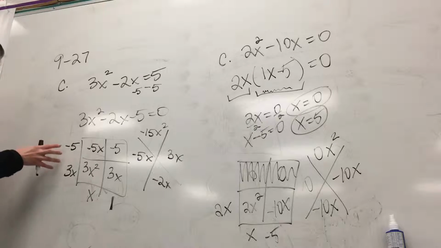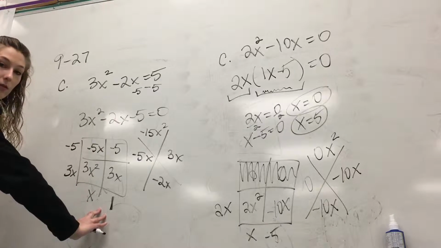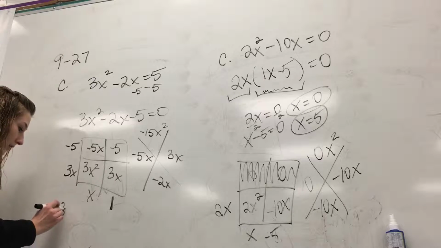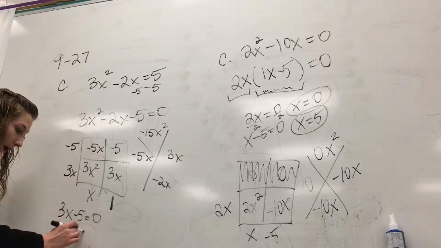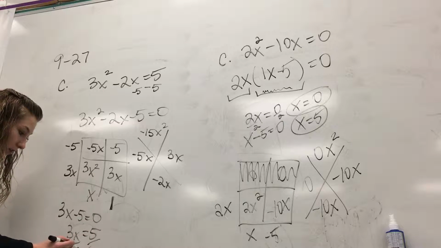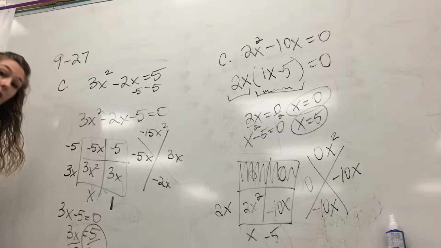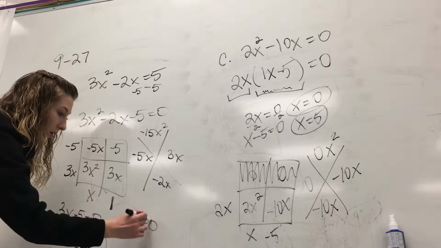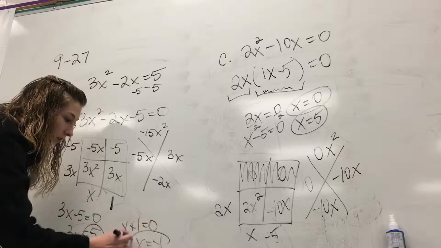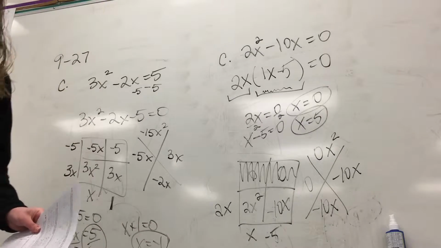So again, I'm going to set this equal to 0 and this equal to 0. Okay, so I'll have 3x minus 5 equals 0. If I solve that, I add 5 to both sides and divide it by 3. So I get 5/3 is one of your answers. And if you set x plus 1 equal to 0, you get negative 1. Okay, so I sent you the answer, so hopefully you can check that.